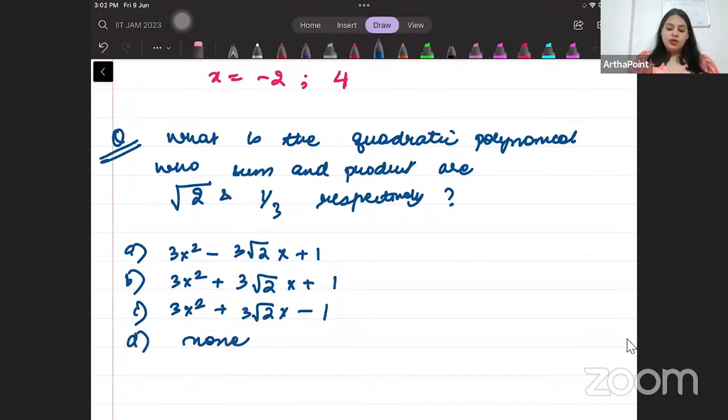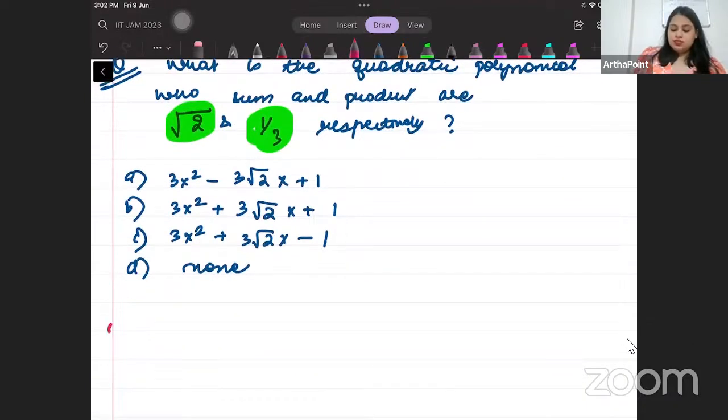Take a moment, try to do this question yourself. So it says you have to give that quadratic polynomial whose sum and products are given to you. So sum is √2 and product is 1/3. Please go ahead and try this.